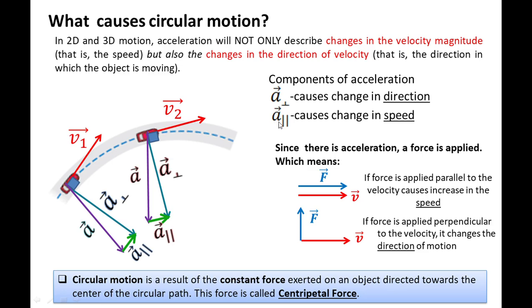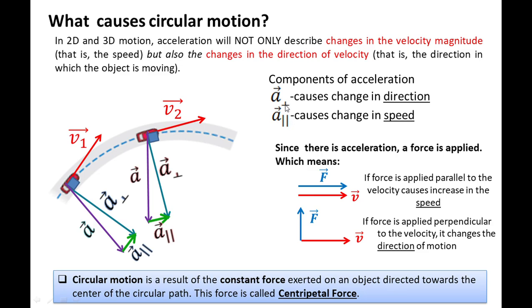The other type of acceleration is the parallel acceleration, or the acceleration that is parallel to the velocity of the object. This is the acceleration that causes the change in speed, or the change in the magnitude of the velocity. Together, these two accelerations give you different types of circular motion. Since there are two accelerations, that means we are also dealing with different types of forces.